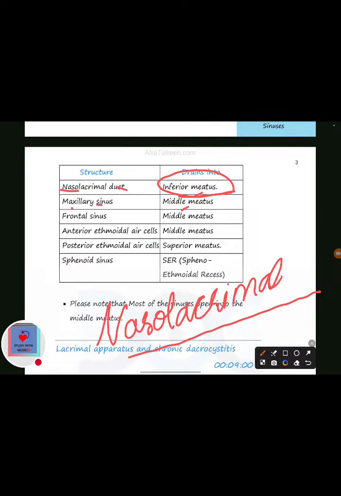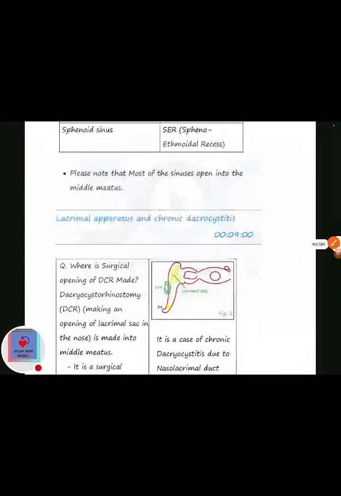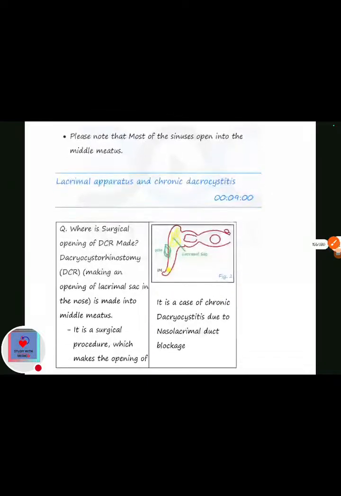Maxillary sinus, middle meatus. Frontal, middle. Anterior ethmoid, middle. So these three are middle. Sphenoid will not come down. It is behind the orbit, so it will be in the sphenoethmoidal recess. What is the sphenoethmoidal recess? The space above the superior turbinate. Posterior ethmoidal, superior meatus. Most sinuses open into the middle meatus.